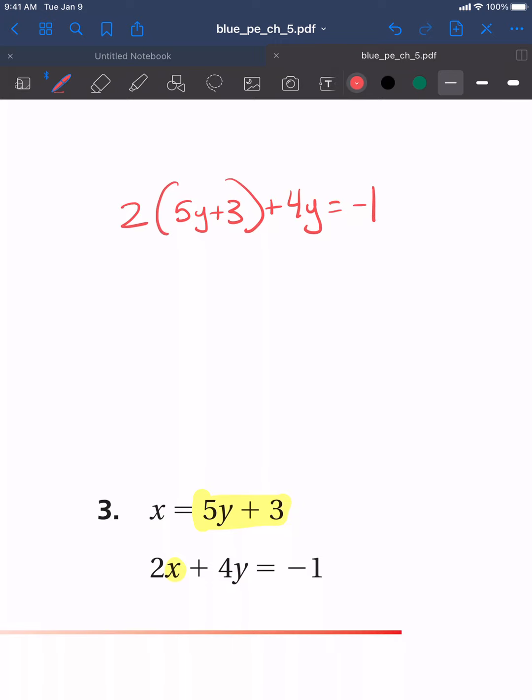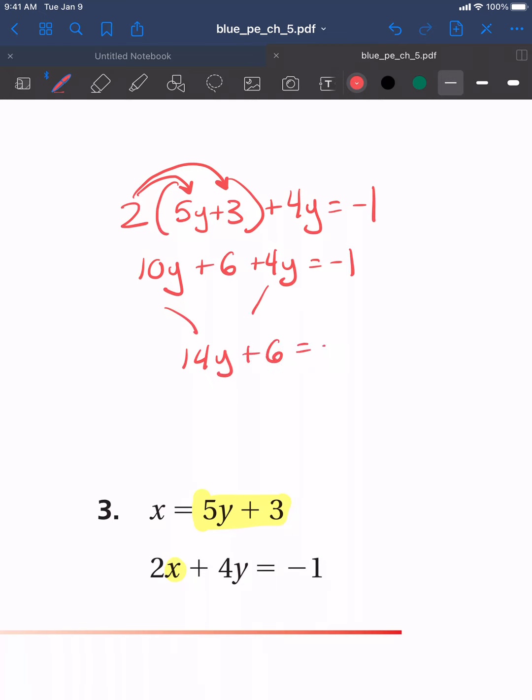Did you guys follow her okay? Distribute. 2 times 5y is 10y, and 2 times 3 is 6. So 10y plus 6 plus 4y equals negative 1. Combine like items: 14y plus 6 equals negative 1.